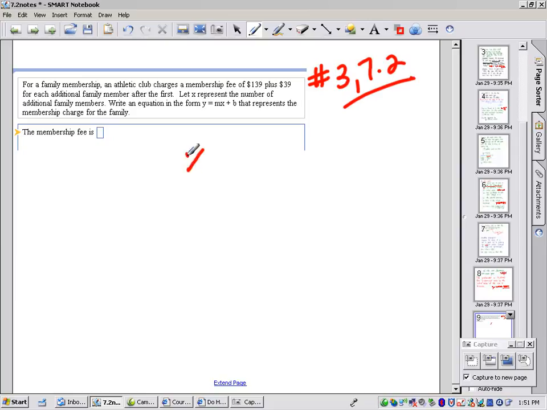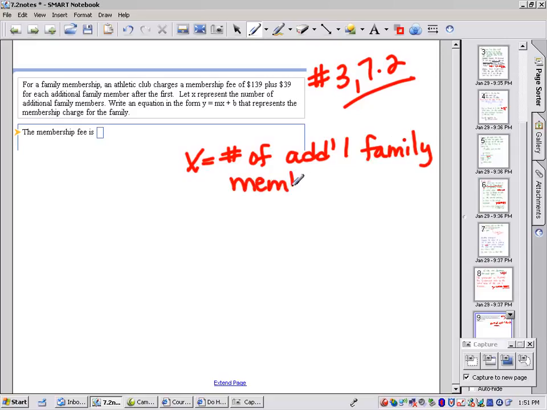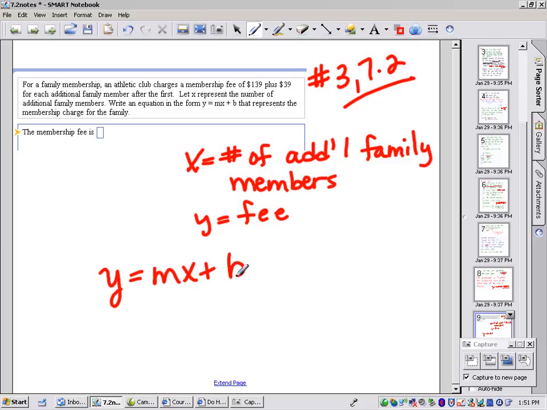So here x is the number of additional family members. And y is going to be the membership fee. So to write it in the form y is equal to mx plus b, well, b is a fee that is charged regardless if there's any additional family members. So b is our flat fee, which is $139. The 39 tells us what the charge is for each additional family member.